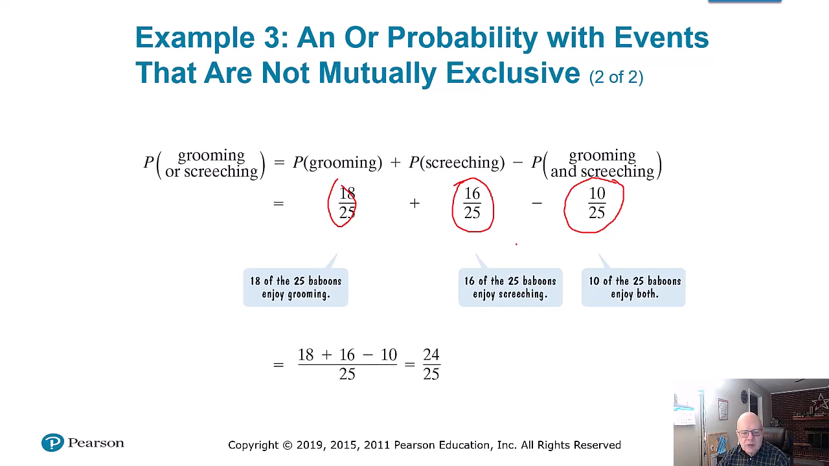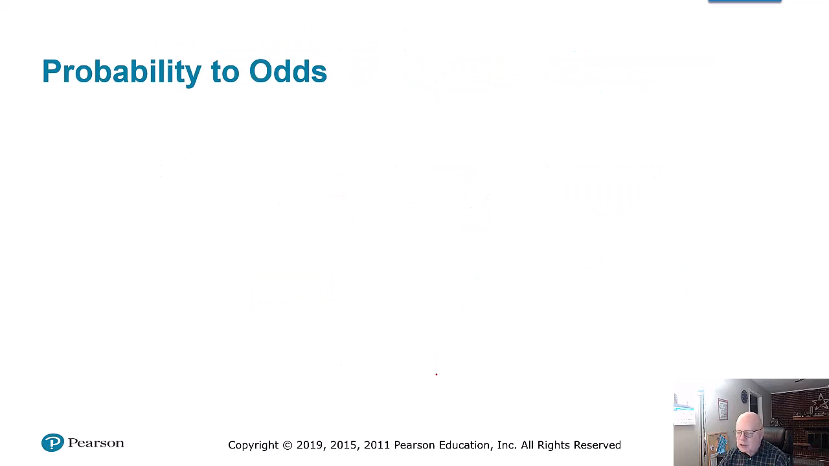and there's our probability. This is the probability that one of the baboons selected at random either likes being groomed or likes to screech wildly. 24 over 25. Not much of a chance of missing. Now, get to the probability of odds.